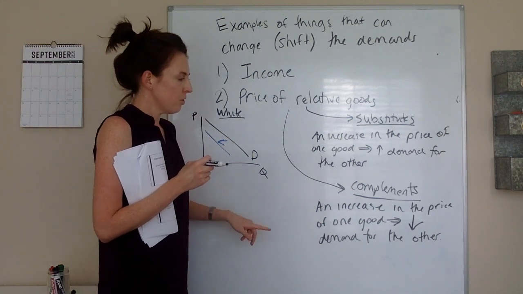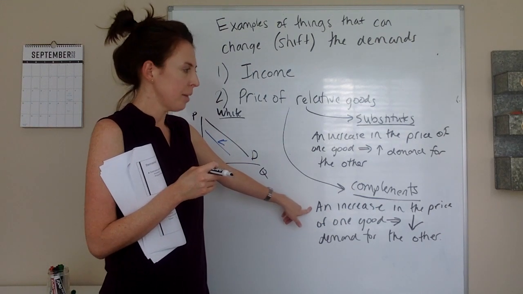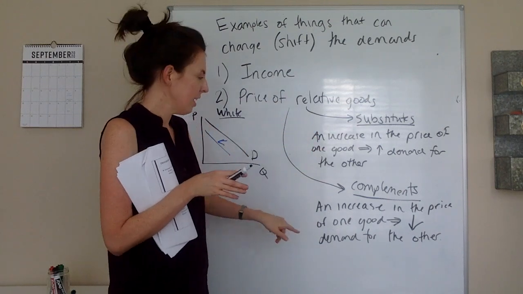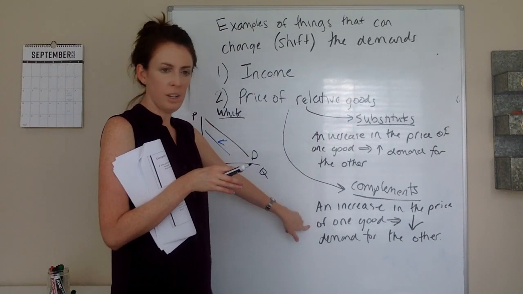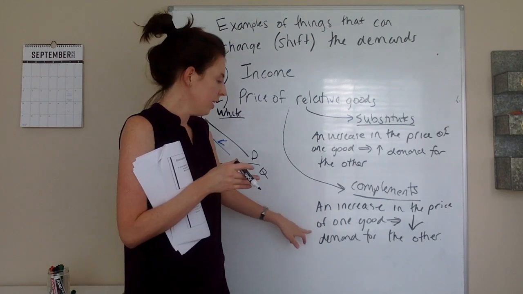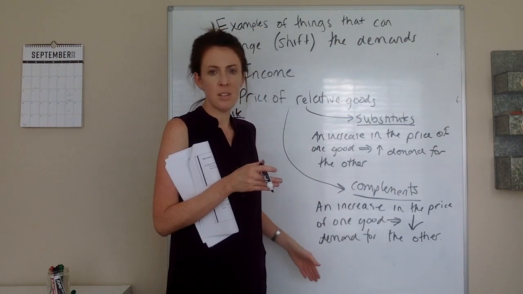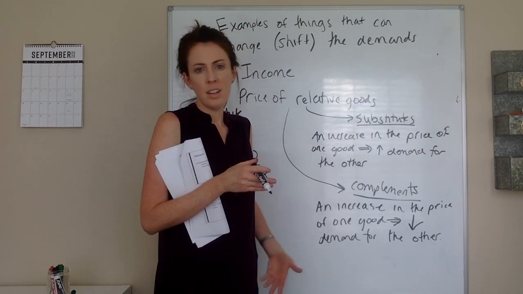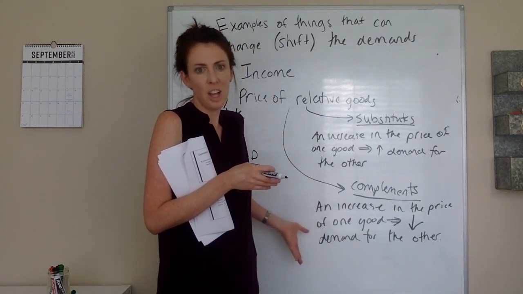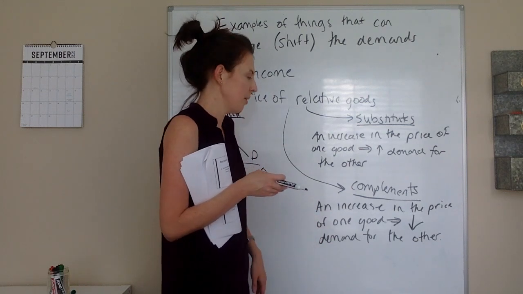So what this would say is if we're thinking about the market for right shoes, and then we're thinking about the market for left shoes, then an increase in the price of one good, so if maybe right shoes become really, really expensive, what would that do? It would cause there to be a decrease in the demand for left shoes because the left shoe only works if you got the right shoe, and now the right shoe is like millions of dollars and you can't afford it, so you don't want the left shoe either.